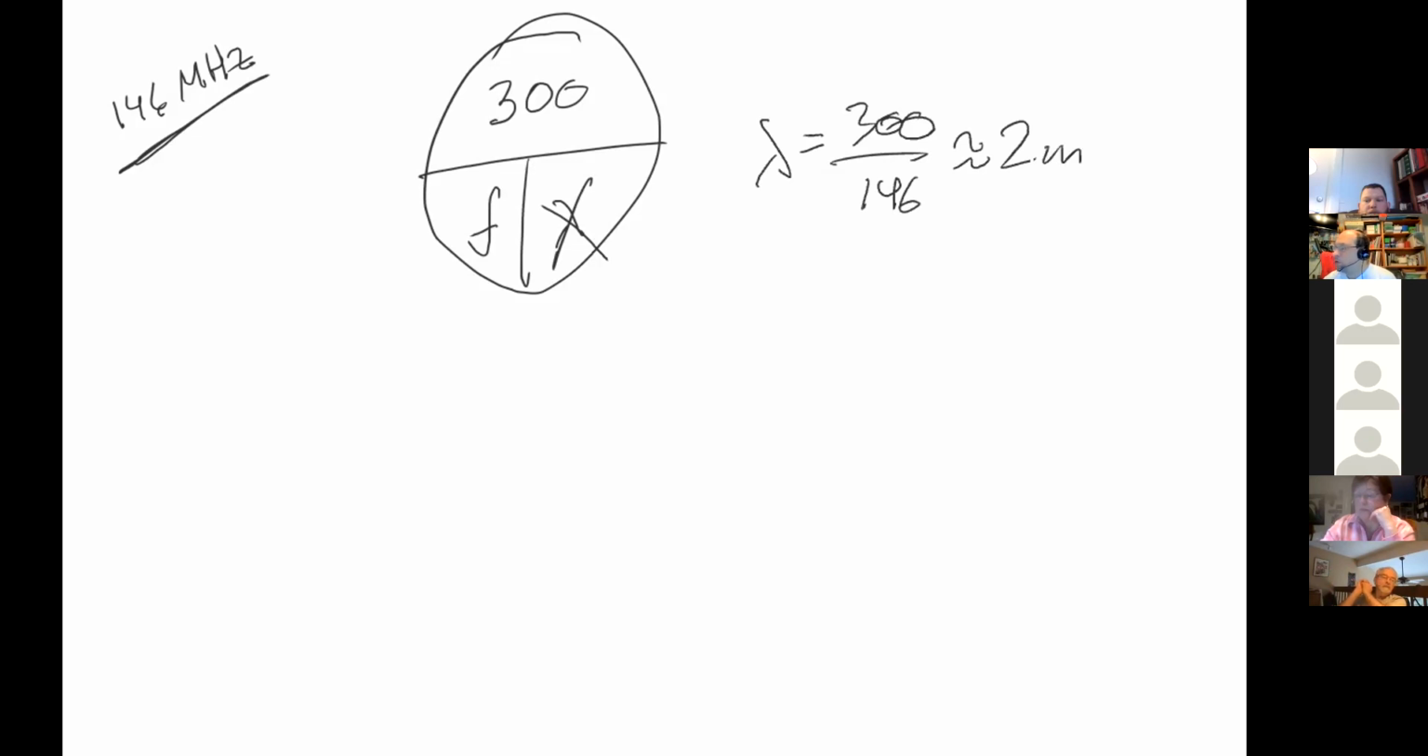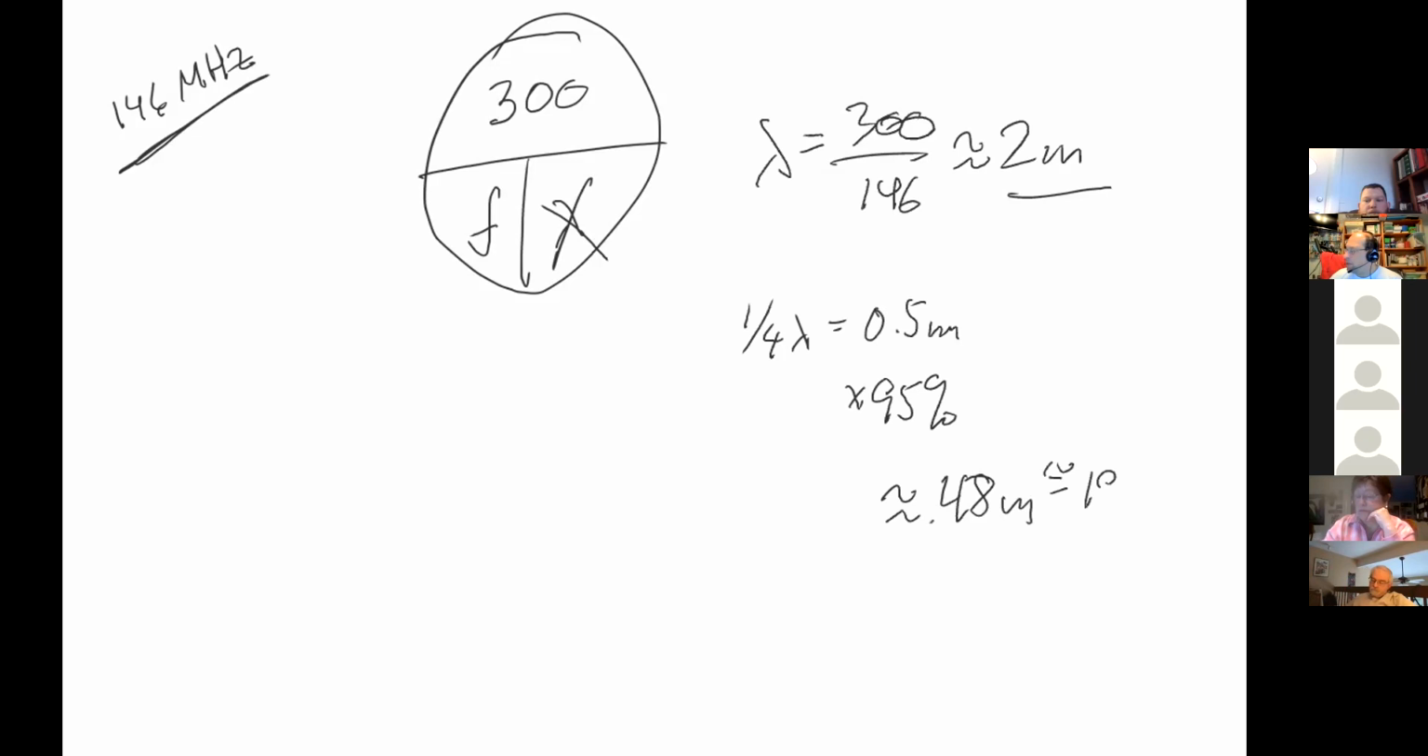So that is the 2-meter band. What do you know? How convenient. Okay, so now we're going to take a quarter wave. We're going to take a quarter of that, so that's about 0.5 meters. And take 95%, and it's like 0.48 meters long, which is about 19 inches long.